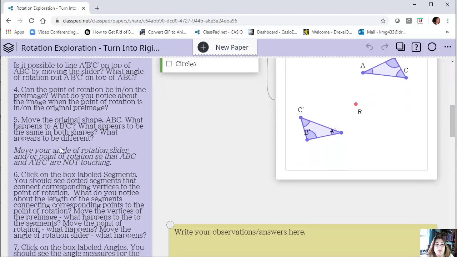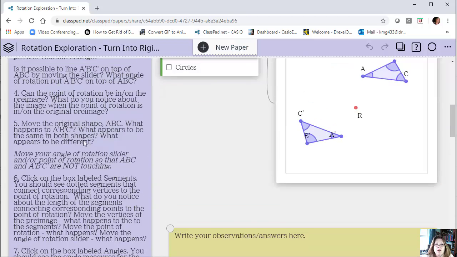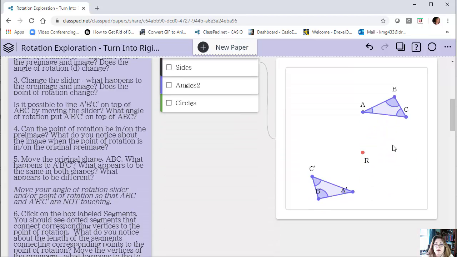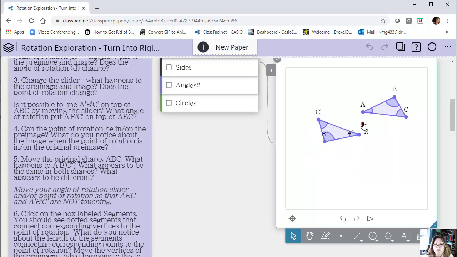Down here along the side, you'll see there's directions and then questions about what they are seeing. So they're going to be exploring it. For example, they can explore what happens if I change this point of rotation. Well, it seems that the closer the point of rotation is to the original, the closer the rotated image is. Is there a way for me to get this image on top of the other? So they're going to be exploring all of this.